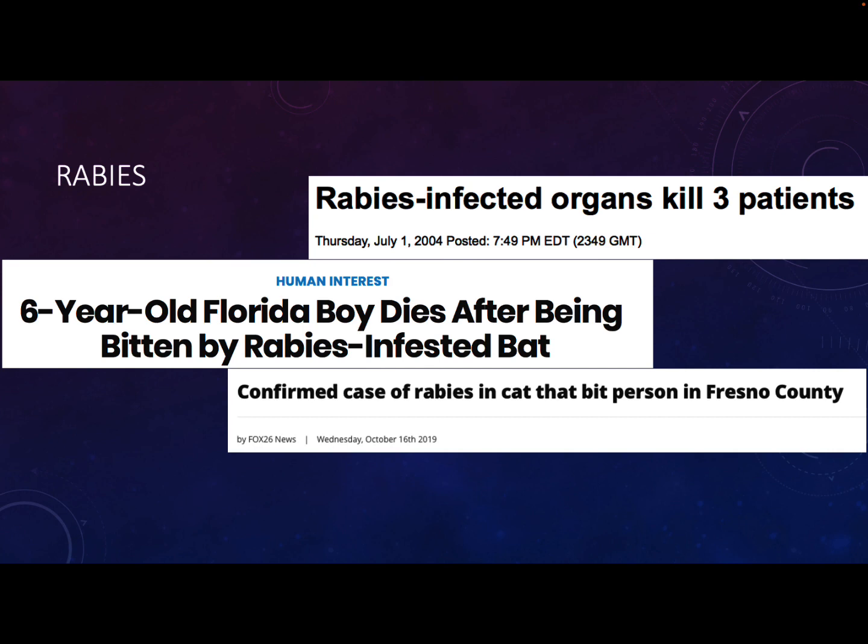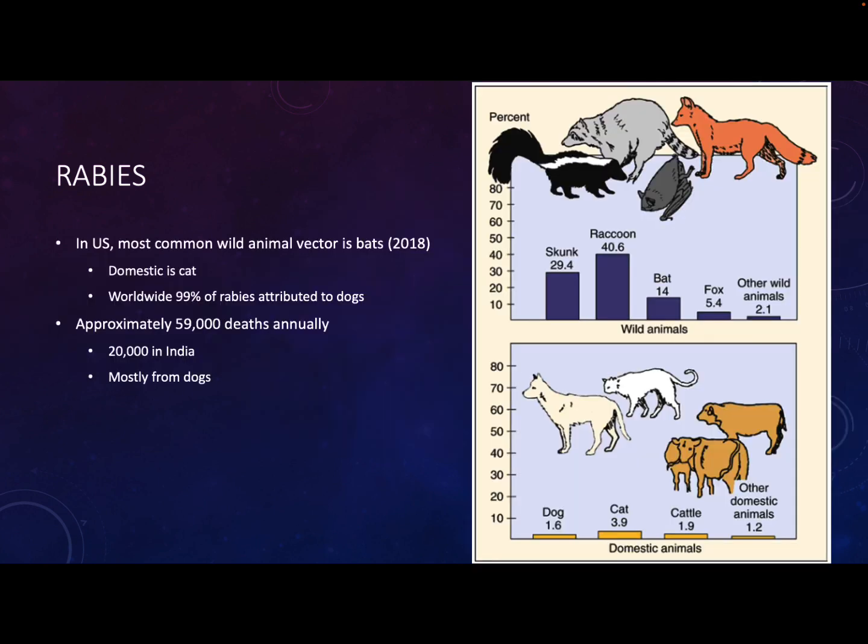Yeah. And then I pulled this headline because, at the time I was teaching this class, I lived in Fresno. There was a confirmed case of rabies in a cat that bit a person in Fresno County. So in the US, the most common wild animal vector is bats. This is from the text, but it's pretty out of date. In the US, the wild animal we worry about the most is a bat. So if you encounter a bat, if you find a dead bat, leave the bat alone. If you have a bat in your home or in your cabin, if you're camping, leave the bat alone. Maybe try to shoo it out, but don't touch it. If it bites you, you go to the doctor right away. The most common domestic animal in the US that carries rabies is the domestic cat.